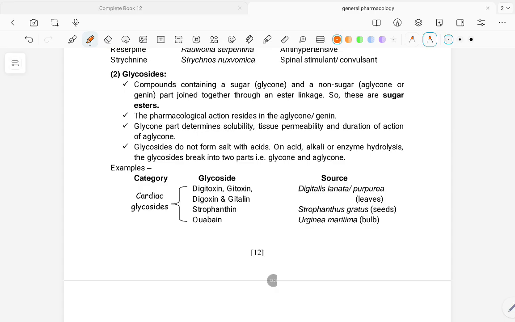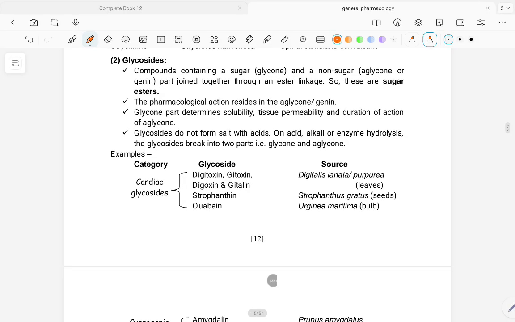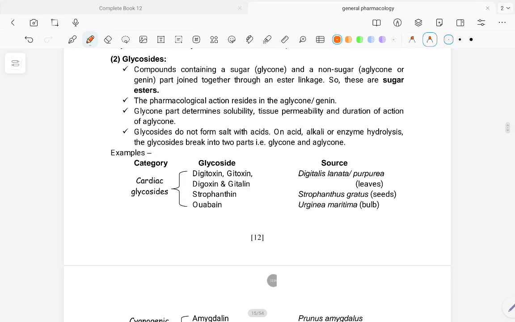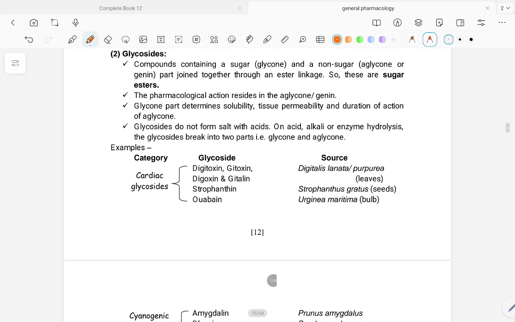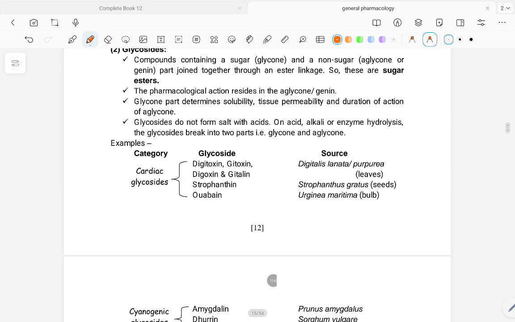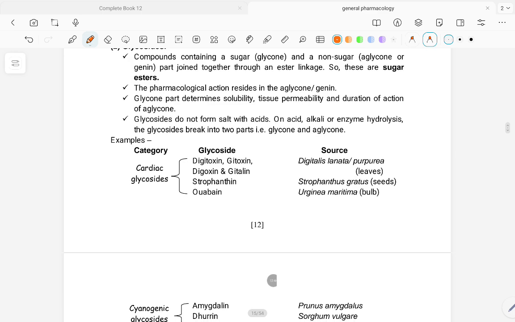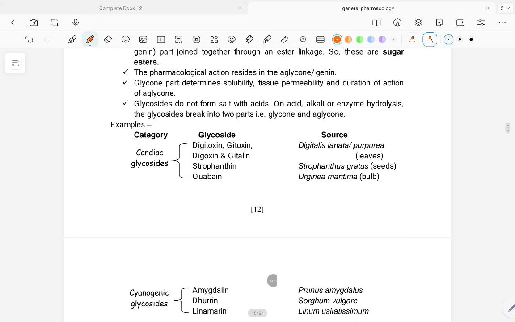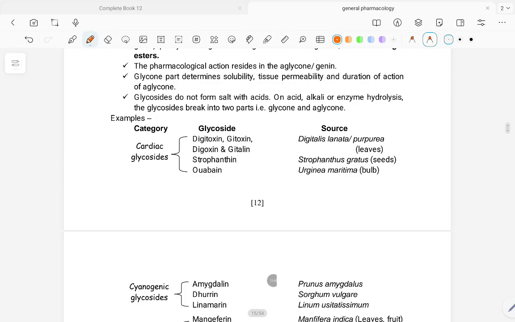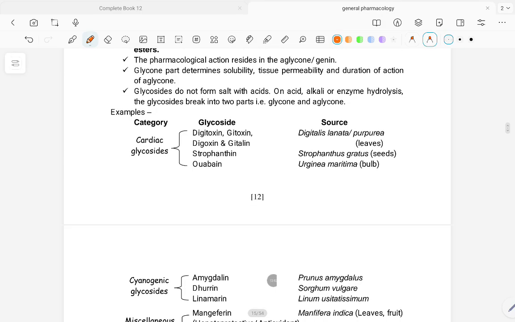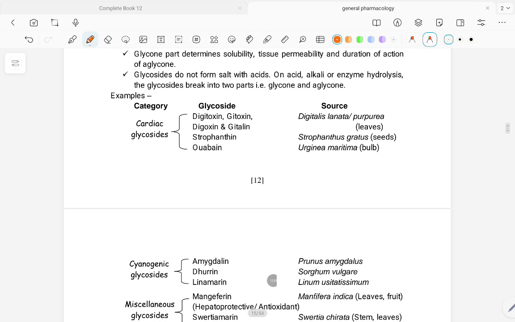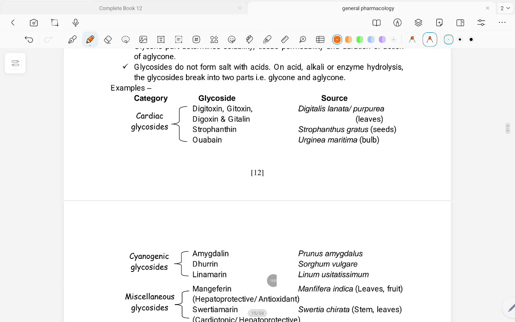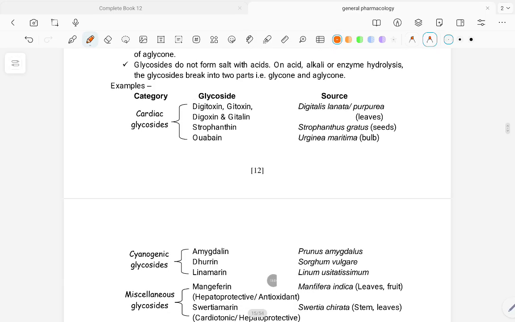joined together through an ester linkage, so these are sugar esters. The pharmacological action resides in the aglycone or genin. The glycone part determines solubility, tissue permeability, and duration of action of the aglycone. Glycosides do not form salts with acid. On acid, alkali, or enzyme hydrolysis, the glycoside breaks into two parts, glycone and aglycone.